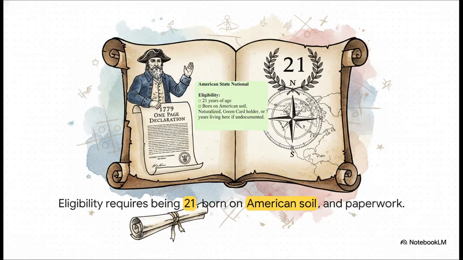Reclaiming that status isn't just a given, though. It requires exact criteria. You've got to be at least 21 years old and either born on American soil, naturalized, or meeting some specific residency requirements. To make it official, the texts outline a very specific paperwork process. We're talking about completing a 1779 one-page declaration, providing a copy of your birth certificate, and securing 2 witness testimonies.